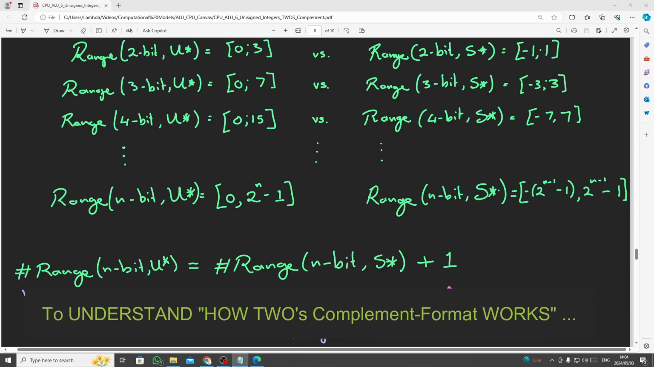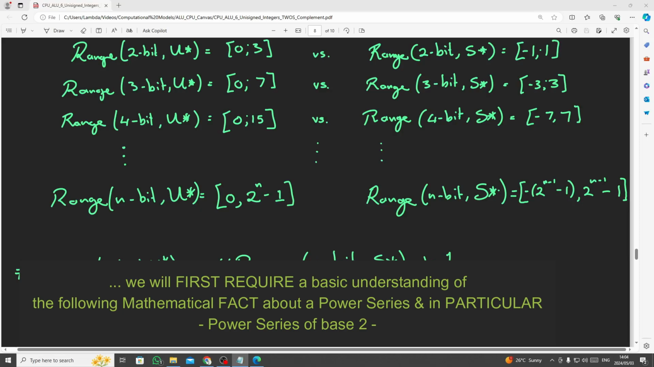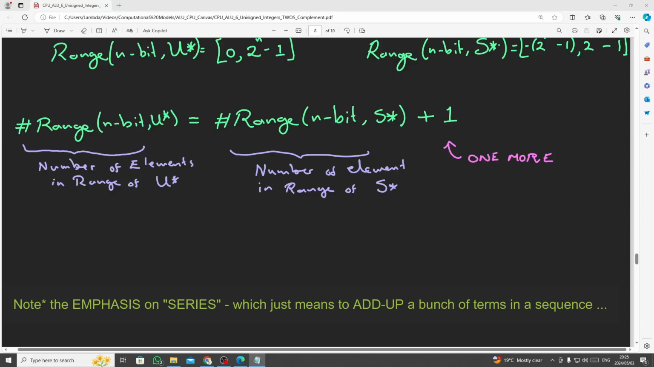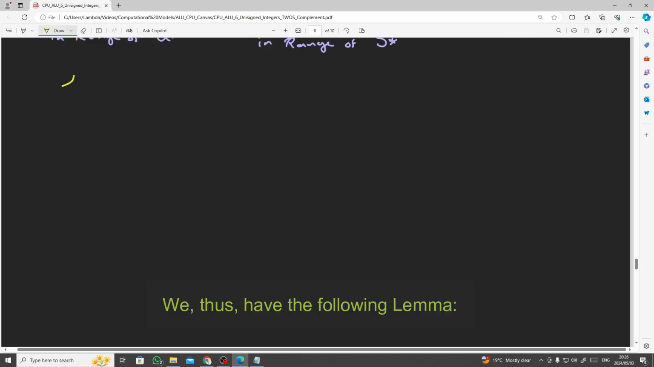So to understand how 2's complement format works, we will first require a basic understanding of the following mathematical fact about power series, and in particular, power series of base 2. Note the emphasis on the word series, which just means to add up a bunch of terms of a sequence. We thus have the following lemma.